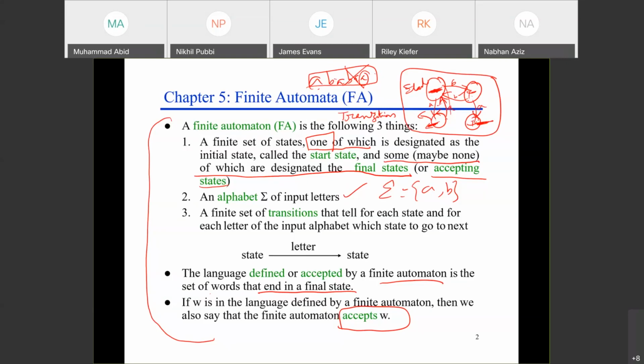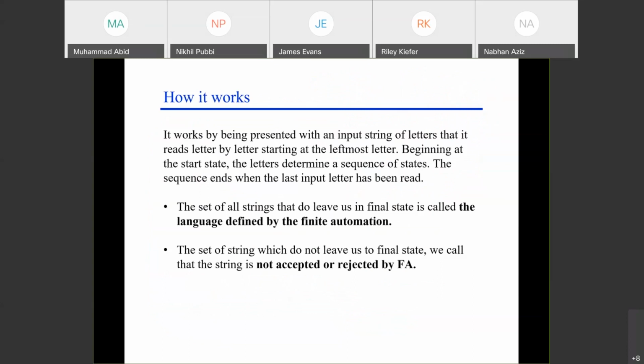Okay, so you will see some examples, and you will have more understanding. How it works is by being presented with an input string of letters that it reads. So you have a word, you read that word letter by letter, and you traverse the FA. The set of all strings that leave us in a final state is called the language defined by the FA. Or if it does not, it means that this word is not accepted, it is rejected by the FA.